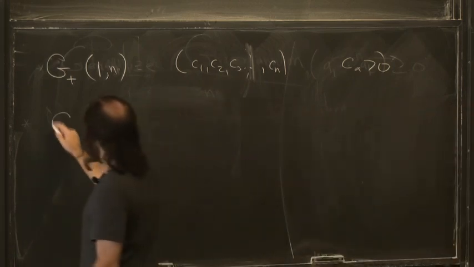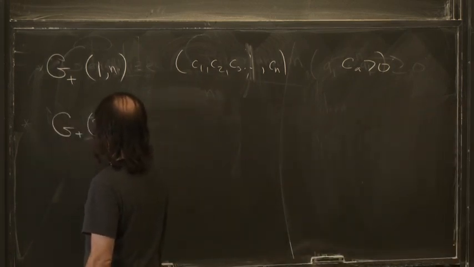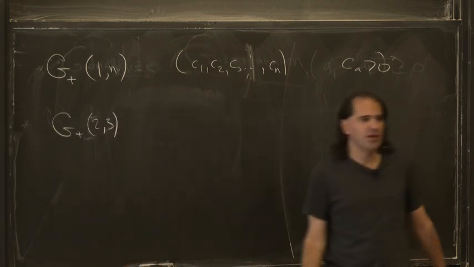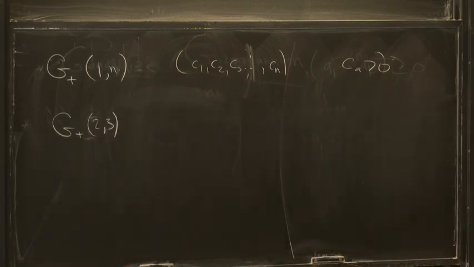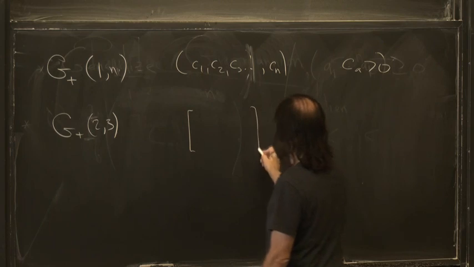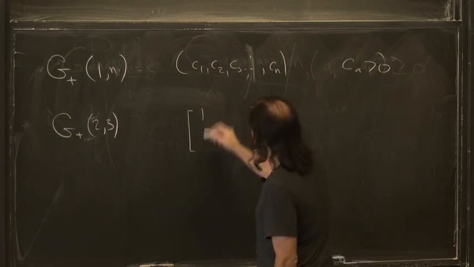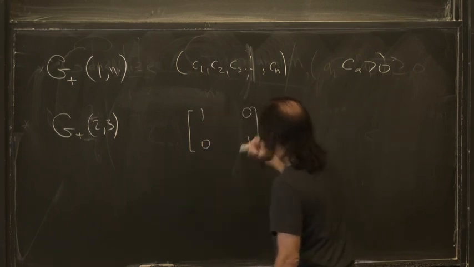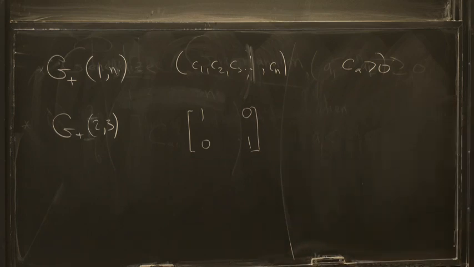Let's look at G plus (2,3). This is very slightly more interesting. Remember, G(2,3) is the same as G(1,3). So this is not really new, but let's see it explicitly. This is a 2 by 3 matrix. I can always gauge fix it. Remember, I can put a 1, 0, 0, 1 anywhere I like, so I can put it there.